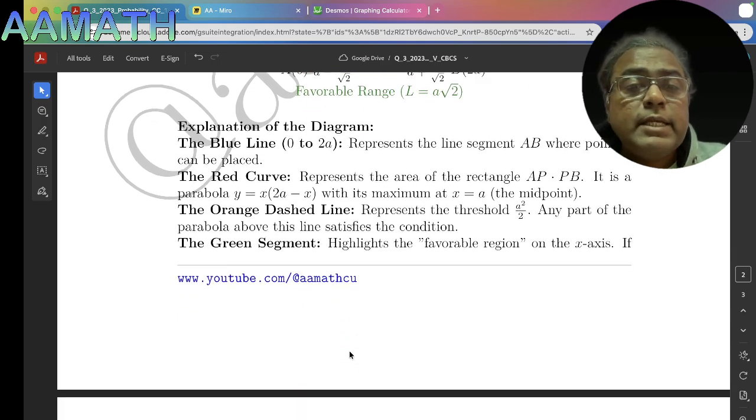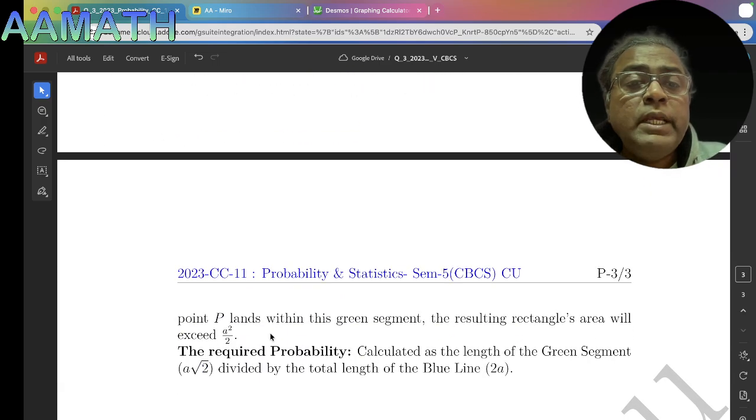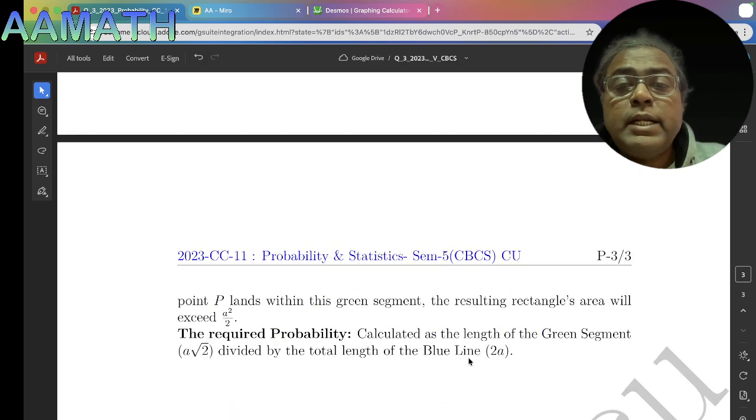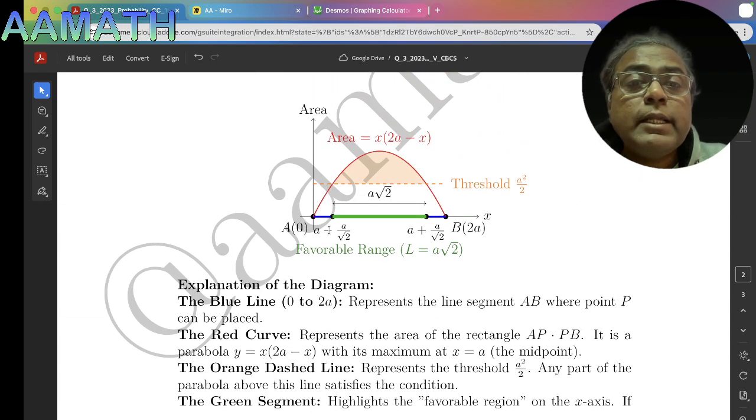So we want to find the shaded area and the favorable region on the x-axis. If the point P lands within the green segment, the resulting rectangle area will exceed a square by 2. So the required probability is calculated as the length of the green segment, a root 2, divided by the total length of the blue line, twice a. This is the blue line from A to B.